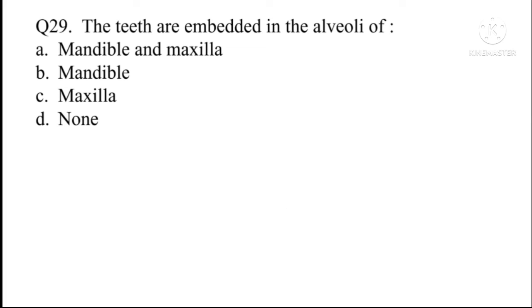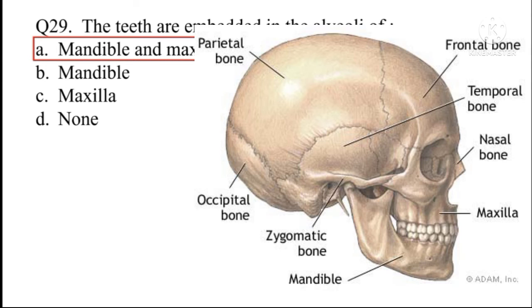Next question, the teeth are embedded in the alveoli of. Options are option A mandible and maxilla, option B mandible, option C maxilla, and option D none. Its correct answer is option A, mandible and maxilla. Mandible and maxilla are the facial bones. Mandible form the lower jaw and maxilla, it forms the upper jaw.